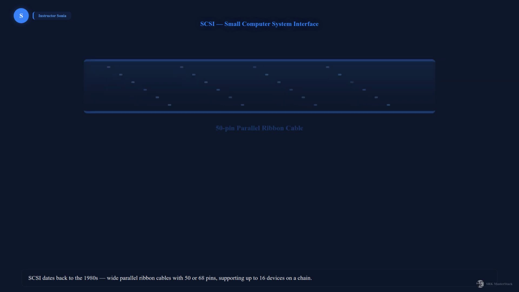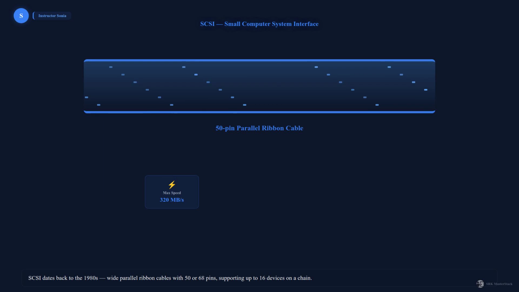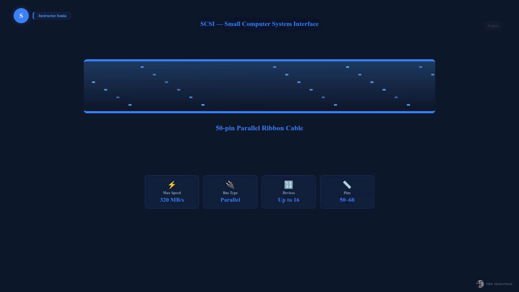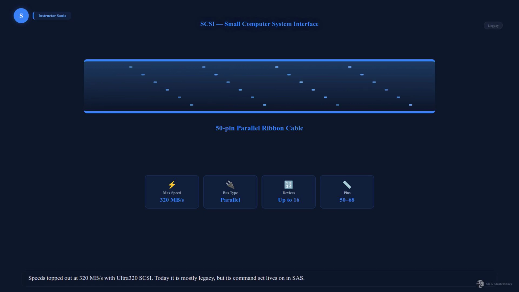Let us start with SCSI. SCSI stands for Small Computer System Interface, and it dates back to the 1980s. Back then, hard drives were connected using parallel cables, wide ribbon cables with 50 or 68 pins. SCSI was not just for hard drives either. You could connect scanners, CD-ROM drives, and tape drives all on the same bus.